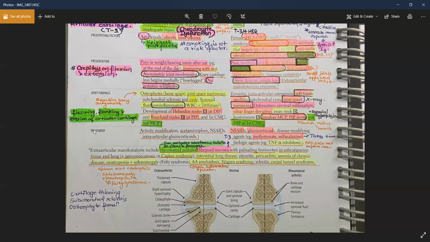So what is the treatment? Treatment includes activity modification. NSAIDs could be useful. And intra-articular glucocorticoids are also used. Very important.